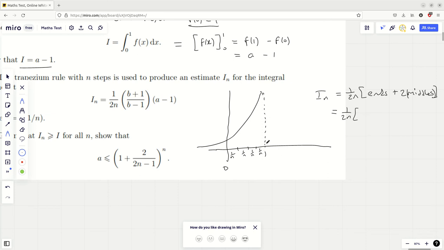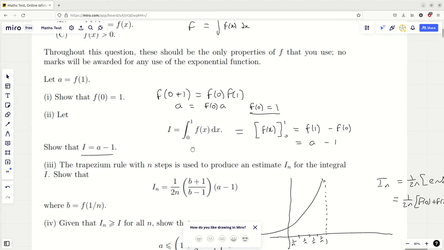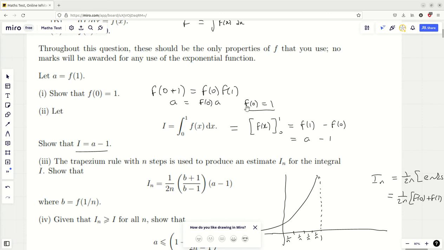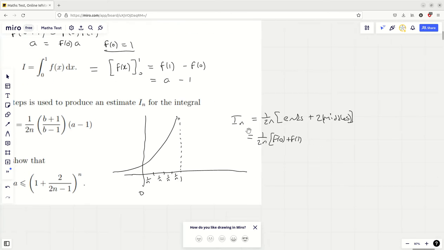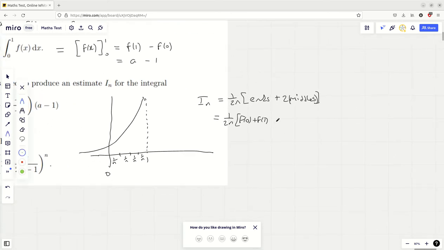The ends are obviously the y coordinates, so that's f of 0 and f of 1. So we're adding f of 0 to f of 1, and f of 0, I believe, was 1, and f of 1 is a. And so if we're adding those, we're going to get a plus 1. That's nice. It's already looking quite good.